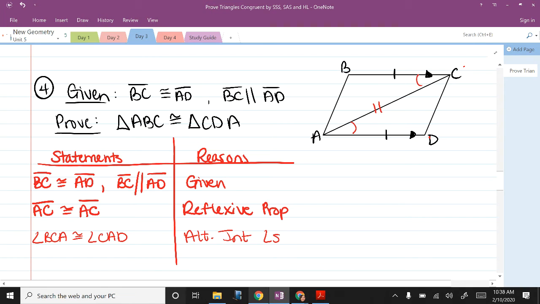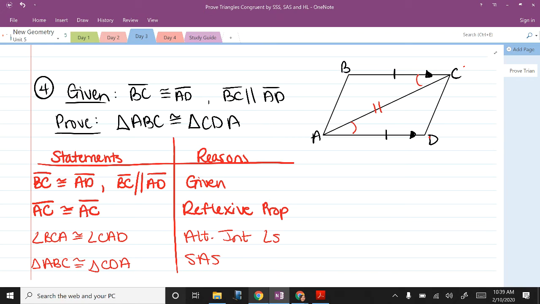So now I have side, angle, side. So can I say those triangles are congruent now? Yeah, because the angles are between the 2 congruent sides. So now I can do my proof. Triangle ABC is congruent to triangle CDA by side, angle, side. So the angle has to be between 2 congruent sides.